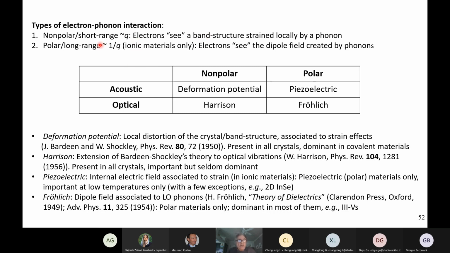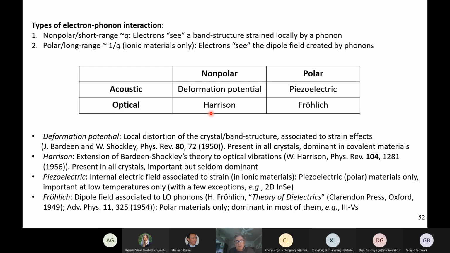And so there will be a non-polar interaction between electrons and phonons. This is what we call the deformation potential or Harrison interaction. Harrison in 1956 published an extension of the Bardeen-Shockley theory. The nonpolar interaction is effective in all materials, and again, it can be with acoustic and optical phonons.